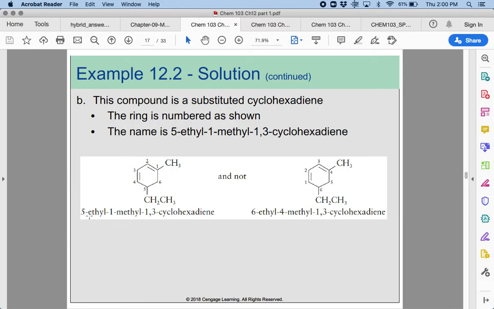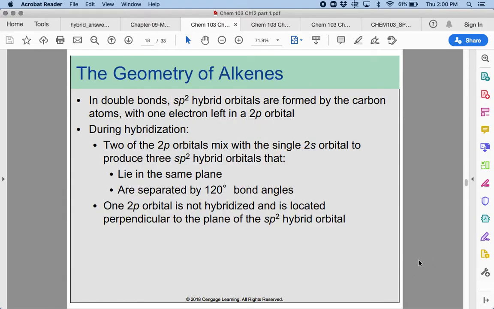Remember, ethyl comes first because of the alphabetical order of it. Or we could have 6-ethyl, 4-methyl. In this case, 5 and 1 are lower than 6 and 4. So this is the desired name that we will use.